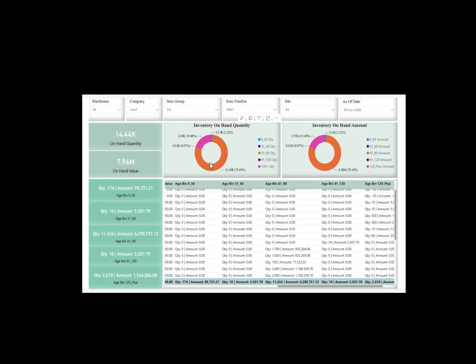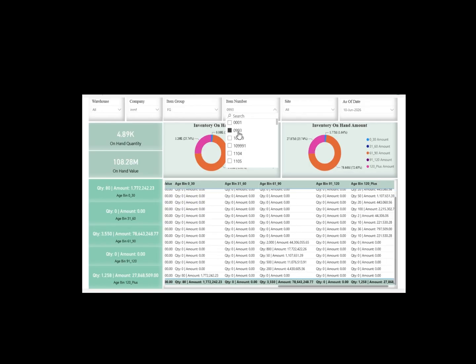The first chart shows inventory on-hand quantity by aging bucket. The second chart displays inventory on-hand amount by aging bucket. From these visualizations, users can immediately understand which aging category holds the largest share of inventory quantity and value.